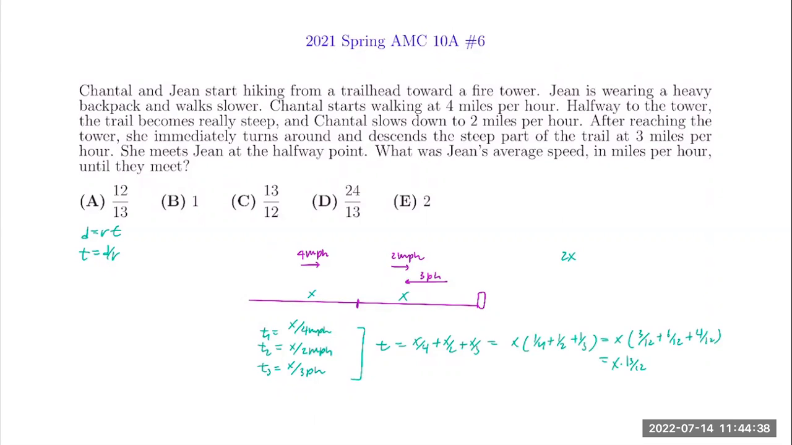So we realize that this is going to be the overall time that Chantal takes and that Jean takes to meet at this center point here. So while Chantal was going back and forth, Jean was only going from the starting point to this halfway point. So Jean has traveled a distance of x. And since we want the average speed, we know that rate is equal to distance over time. So Jean's rate is going to be the distance, which is x, over the time, which is x times 13 over 12. And the x's cancel out to reveal 12 over 13 as Jean's average speed in miles per hour. And that is going to be answer choice A.